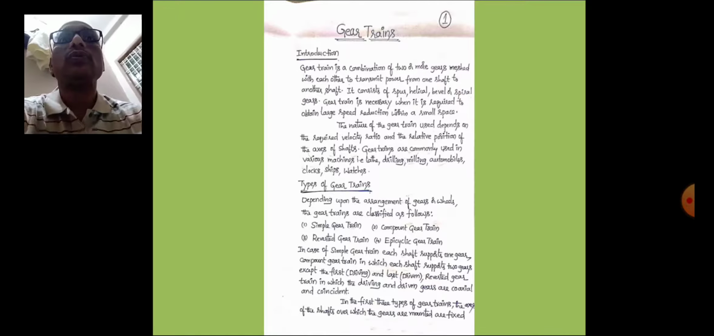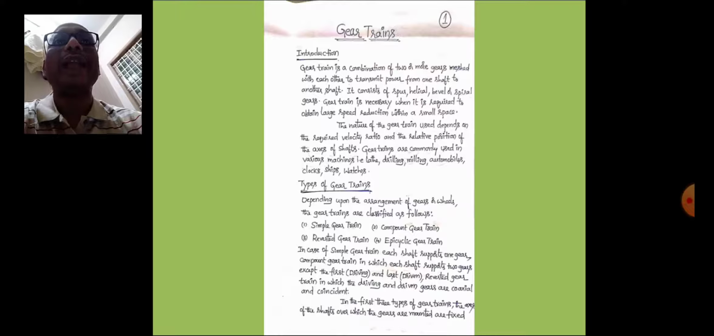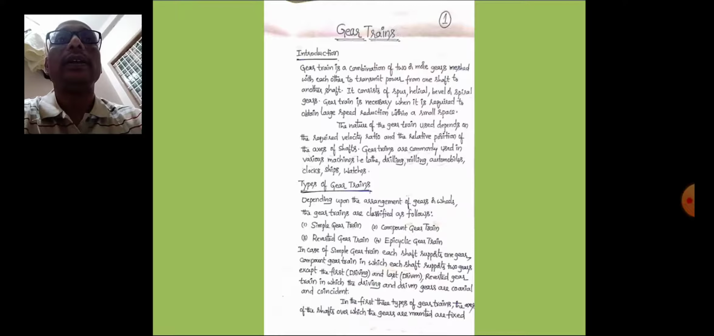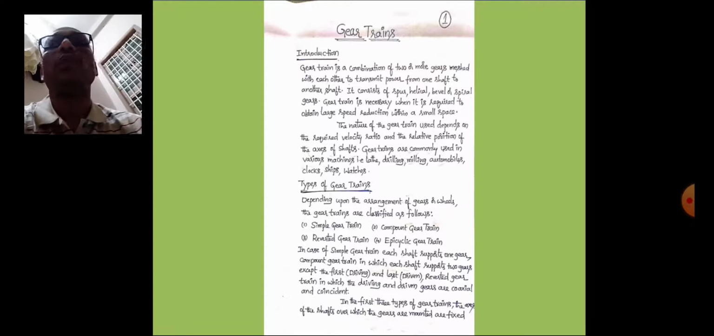So, what is a gear train? A gear train is a combination of two or more gears meshed with each other to transmit power from one shaft to another shaft. Suppose I have two shafts at a certain distance where I want to transfer the power from one shaft to the other. In such cases, the gears will be mounted on the shafts, maybe two gears or more gears depending upon the distance, so that we can transmit power from one shaft to the other.